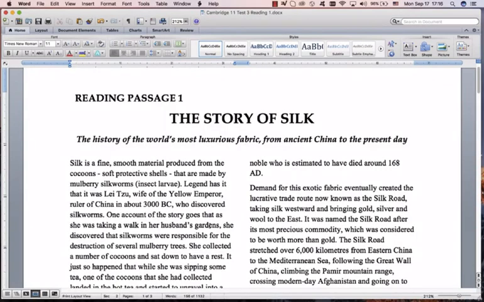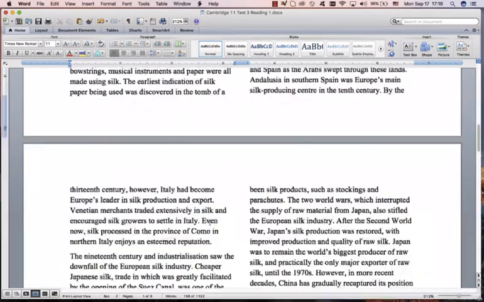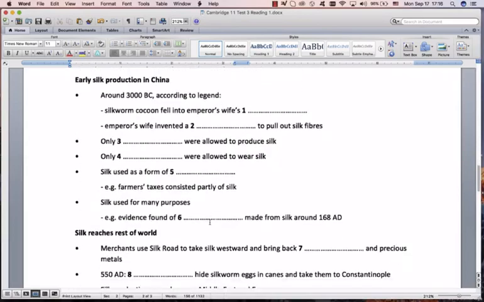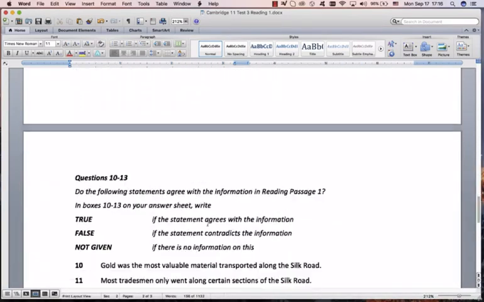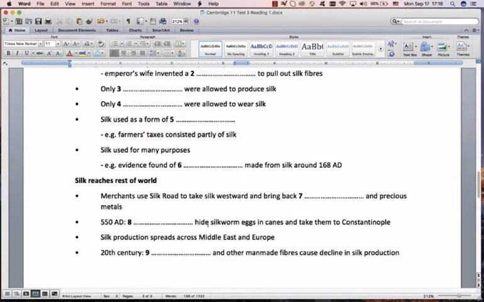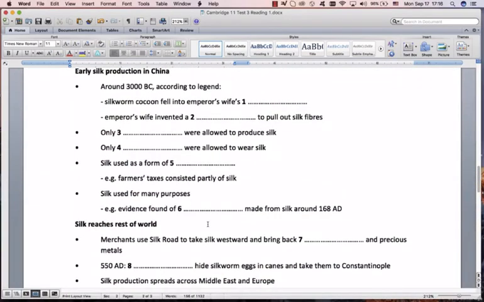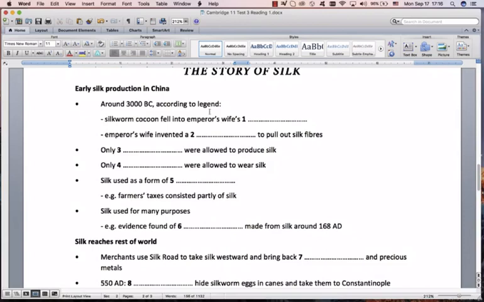Okay, story of silk. Let's see what we've got. Eight of these, nine of these. That's very nice to see. And then four, true, false, not given. So that would be very nice to see if you see that in the test. Let's start scanning. There's lots of nice stuff to scan for.